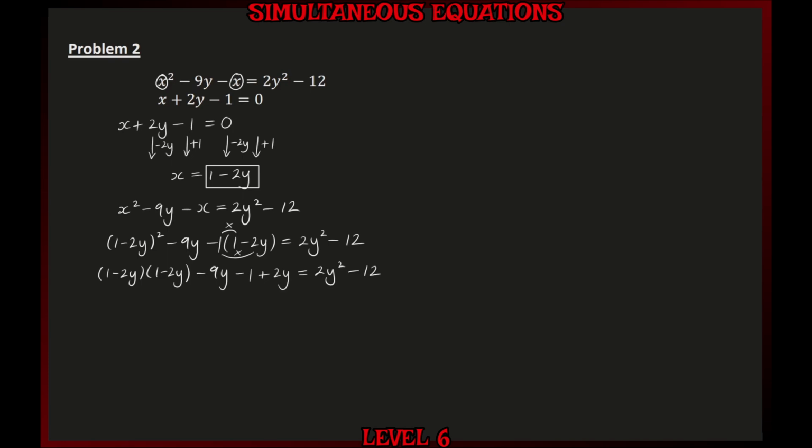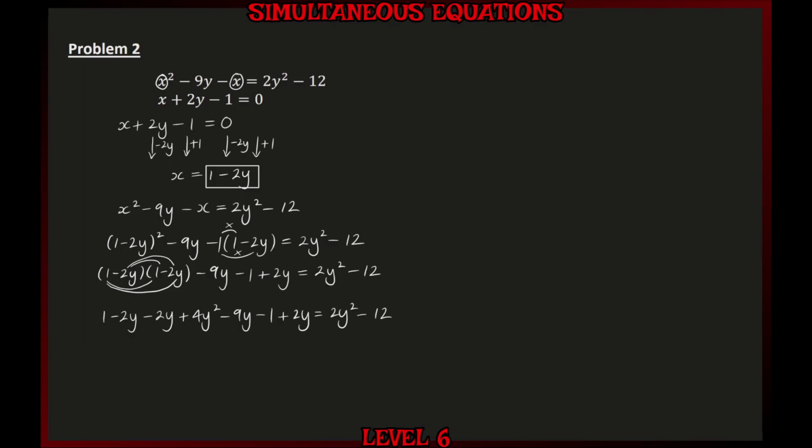Going back to the left, we can now expand those two brackets. We can start by multiplying together 1 and 1, which gives us 1. Then 1 times minus 2y is minus 2y. Then minus 2y times 1 is minus 2y. And finally, minus 2y times minus 2y is plus 4y squared. And we still have our minus 9y minus 1 plus 2y is equal to 2y squared minus 12.